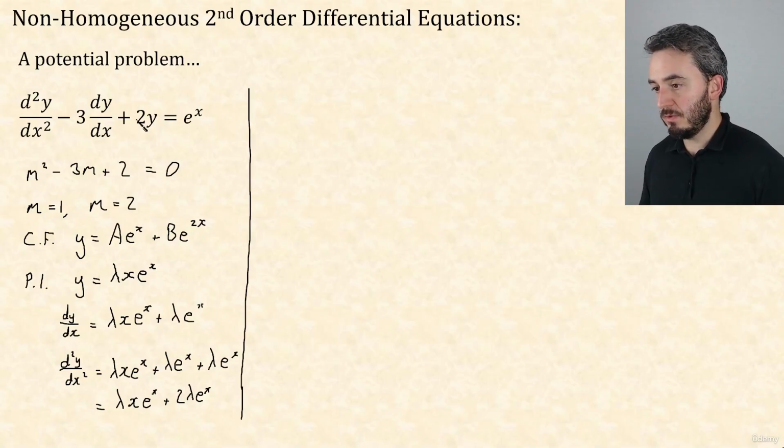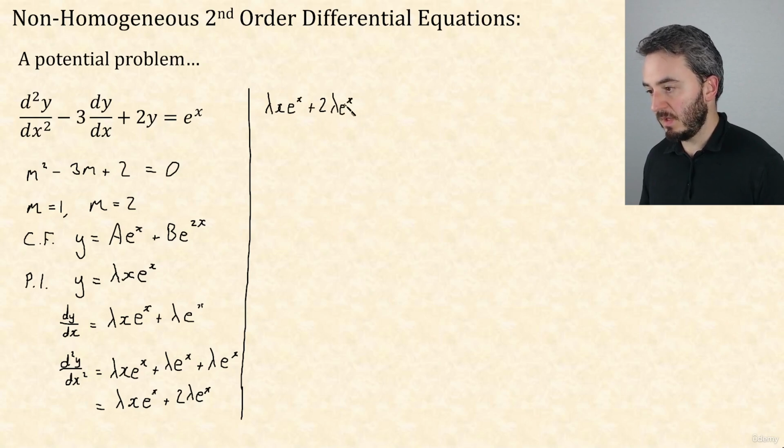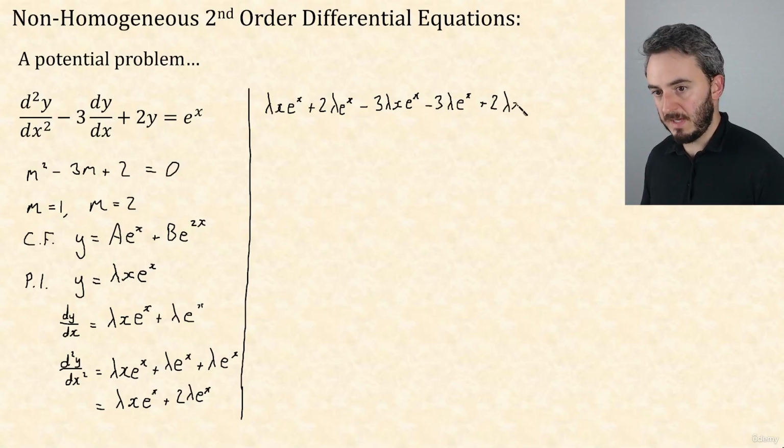subbing this into the equation, we've got d2y by dx squared, so that's lambda x e to the x plus 2 lambda e to the x, minus 3 dy by dx, so minus 3 lambda x e to the x minus 3 lambda e to the x, and then finally plus 2y, so that's plus 2 lambda x e to the x, and all of that needs to be identical with e to the x.